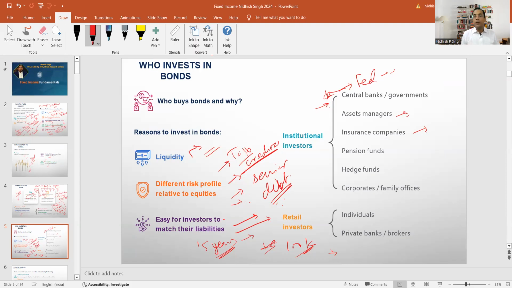Finally, retail investors, like common people, can also invest into bonds because they are considered pretty safe in most of the cases, and they are allowed to invest. And also private banks and the brokers can choose to invest into bonds.